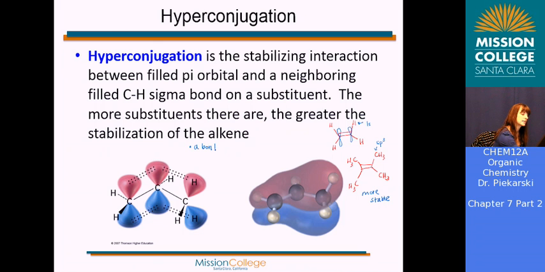A bond between an sp2 and sp3 carbon, or carbons, is stronger than a bond between sp3 or sp2 and 1s, for example, or even stronger than sp3 and sp3. So it has to do with bond strength as well. Okay?